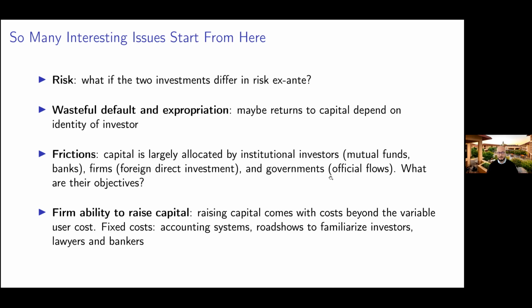But then you can think of deeper frictions. A lot of the capital is allocated by institutional investors, mutual funds, banks, insurance companies, or by firms themselves through direct investment, or governments through official flows. And these various players might have different objectives from the simple abstract aggregate neoclassical model.